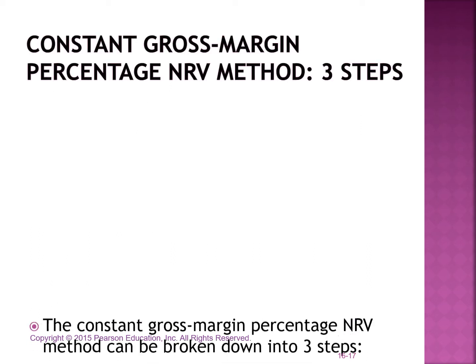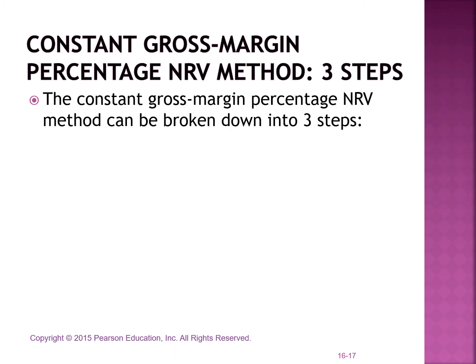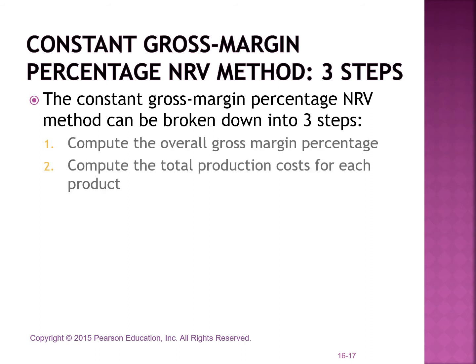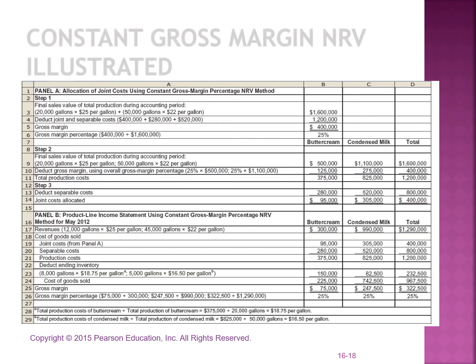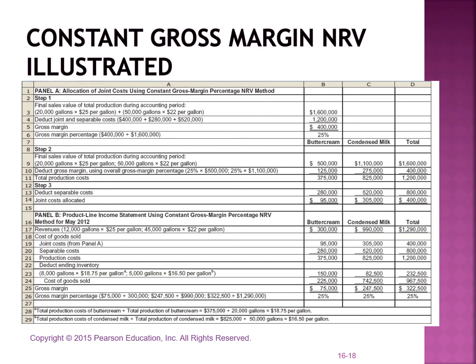Let's see the steps for doing the constant gross margin percentage net realizable value method. It has 3 steps. The first one is to compute an overall gross margin percentage, and then to compute a total production cost for each product, and then to compute the allocated joint cost as the residual after subtracting that from the final sales value. Let's see it in a numerical example.